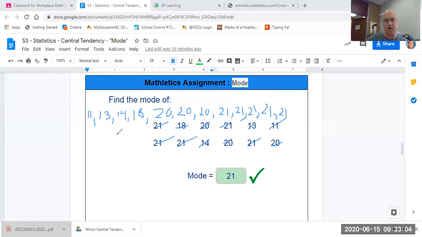Now, I'm just going to tally these up. So I've got 1, 2, 3, 4, 5, 6, 7, 8, 9, 10, 11, 12. So I have 12 numbers. I should have 12 numbers here. 1, 2, 3, 4, 5, 6, 7, 8, 9, 10, 11, 12. So I do have 12 numbers.